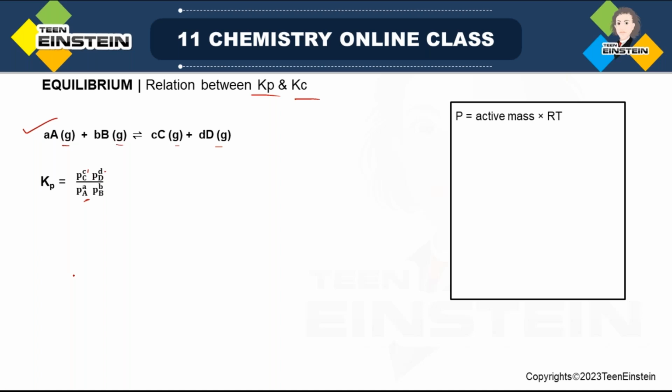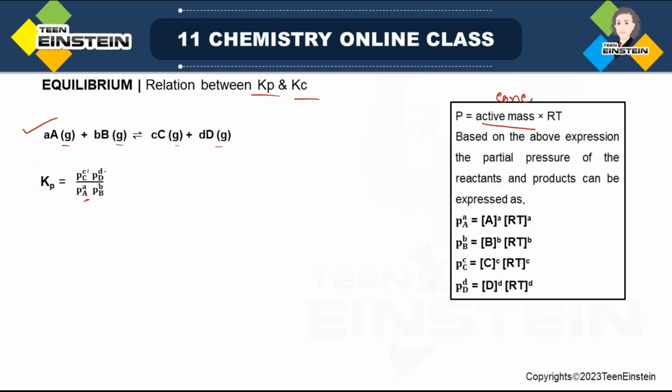Now we also know that pressure is basically equal to active mass into RT, or instead of active mass, better we say concentration into RT. Now all these expressions for partial pressure we can convert to concentration into RT. We will do so for all the 4 species. So based on the above expression, the partial pressure of the reactants and products can also be expressed in terms of concentration. So now it will be changed to concentration of A raised to the power a. The same thing for all the 4 substances.